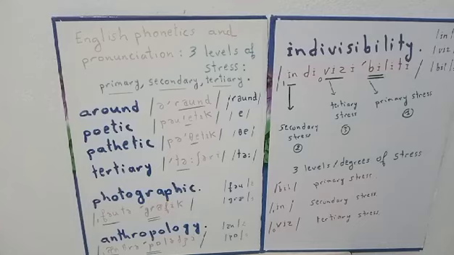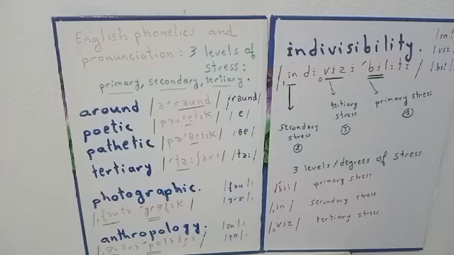So we have primary stress, gra, and secondary stress, pho, say photographic, and of course plus the second syllable t and the last syllable fake, which means that they are unstressed syllables. So in this word we have got two stresses, secondary stress, pho, and the primary stress, gra, say photographic.